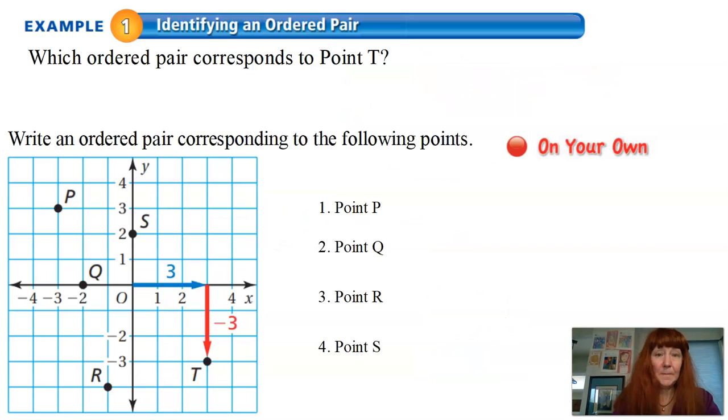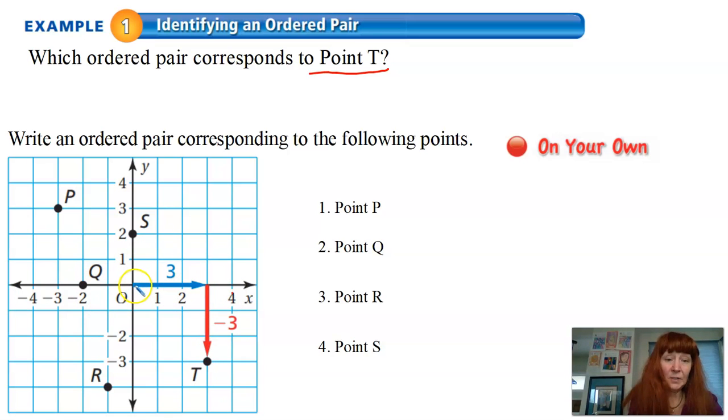Okay, so here's an example of how you identify an ordered pair in a graph. So notice the question that I'm doing as my example, and then you have some OYOs to do on your own. I'm looking at point T. So here's what I need to do. I always start at the origin, and I always go left to right first. I do the x number first, and then the y.